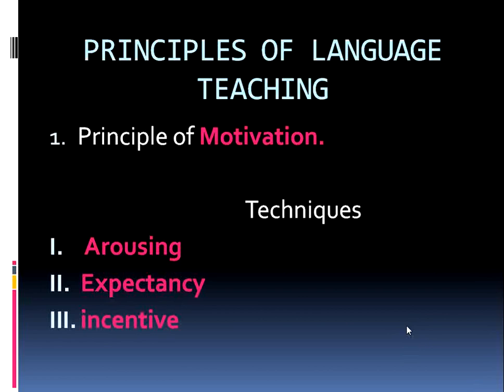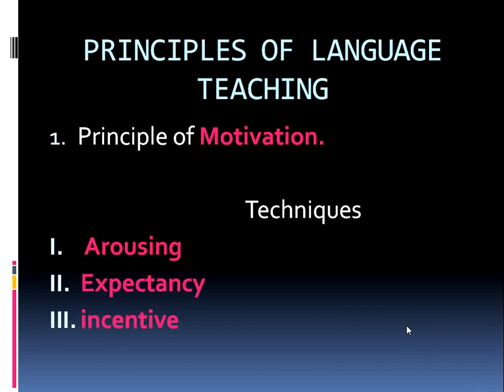The first technique, arousing, means you will have to create an environment to attract your students towards the learning of a language. For that particular purpose, you can use tape recorders, you can use radio, you can read aloud, you can also use different audio visual aids so that the students can get attracted towards learning a language. So this is all about the first technique.